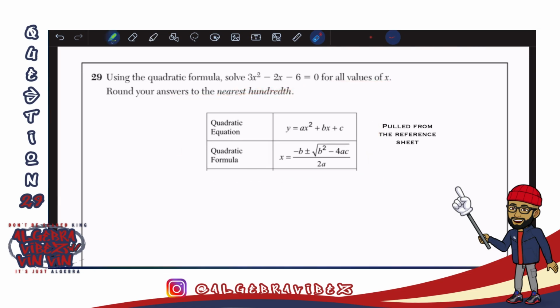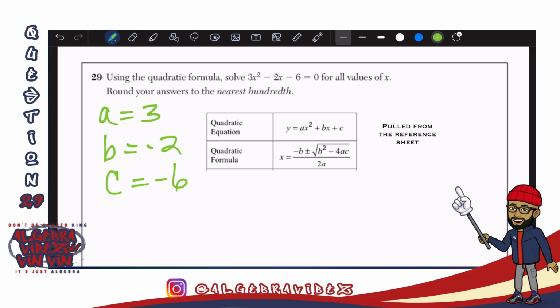What we're going to do first is establish what our coefficients are in our quadratic equation. So we're going to be looking for values of a, which is going to give us 3, our value of b, which is a negative 2, and our value of c, which is a negative 6.